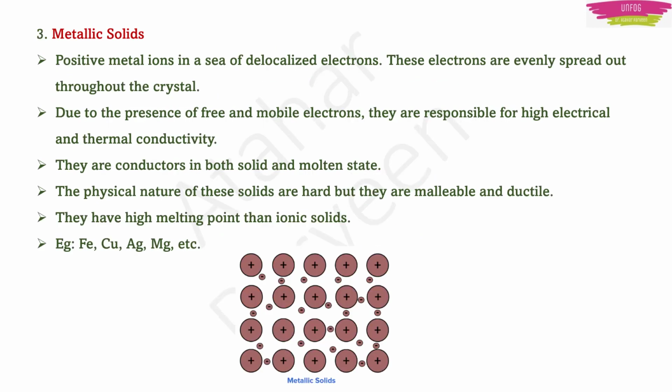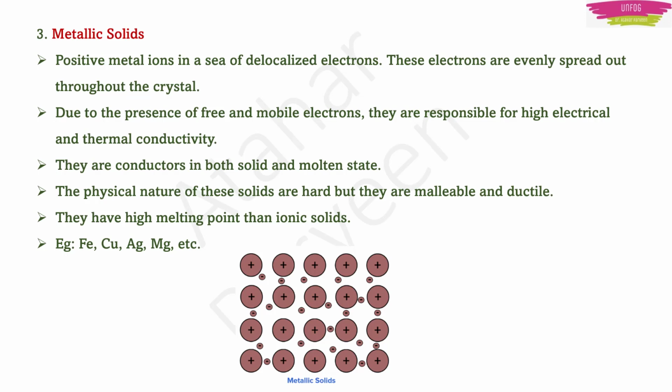Now talking about metallic solids. In metallic solids, positive metal ions are present in a sea of electrons. These electrons are also delocalized. Delocalized means they are not standing in one place. So these electrons are evenly spread throughout the crystal.